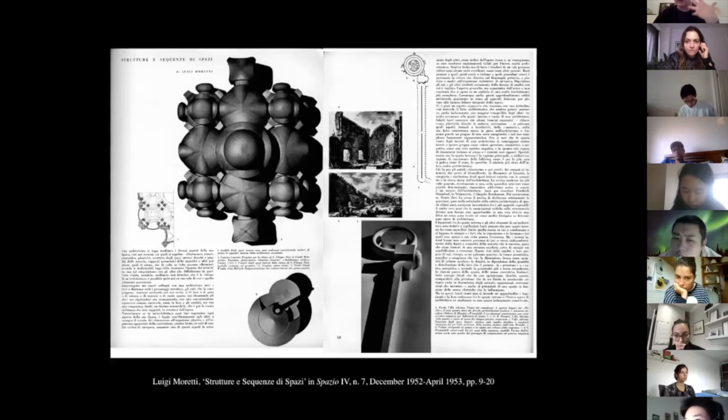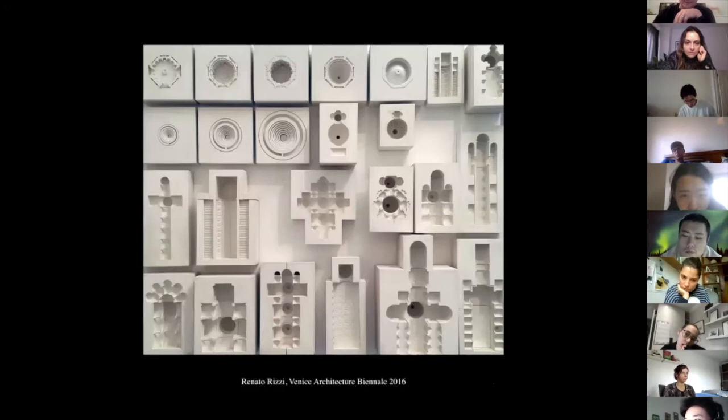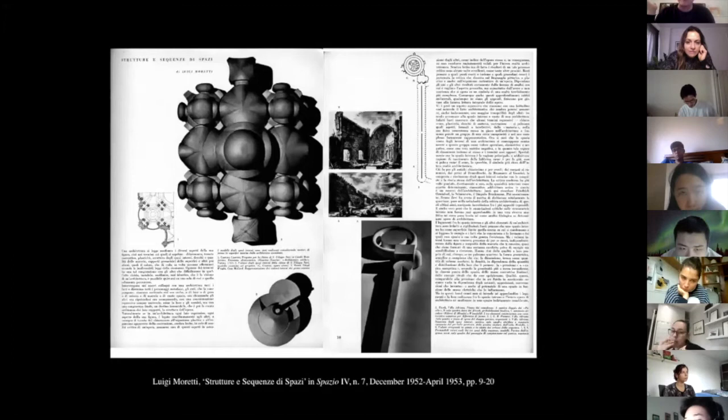Sorry, let me go back. Yeah. Others more ambiguous, such as the one, I don't know which slide you are seeing now? The Moretti one. So is there a title at the top? Yeah? The top view of the church, the one, the structure is sequence of spazi.